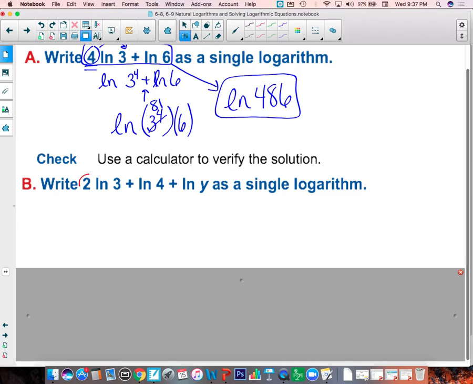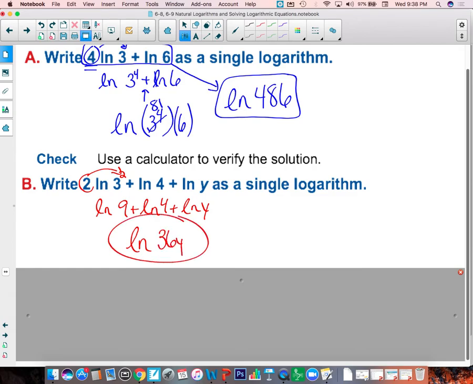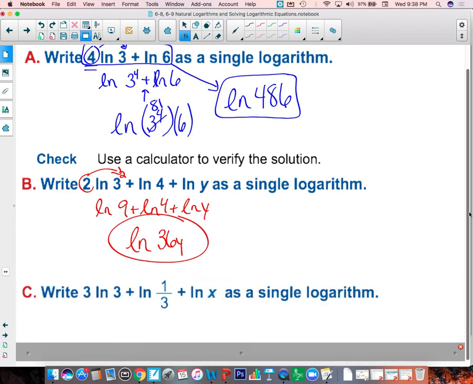So that 2 goes up top as an exponent. So that's natural log of 9 plus natural log of 4 plus natural log of y. Then from left to right, we're adding everything, so that means we're just multiplying everything. So it'd be natural log of 36y, right? Because 9 times 4 is 36, and then y just gets tacked on the inside there. Okay? So this one would be the same way. I'm just going to skip it for now.